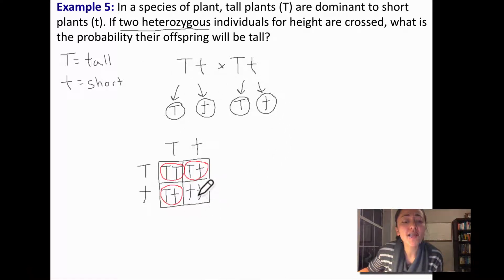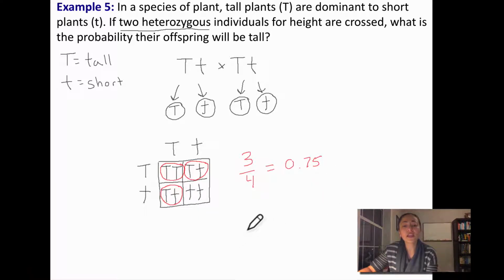Well, there's 4 possible offspring. There's 4 possible different fertilization events. And 3 out of 4 would be tall. So our probability is 3 out of 4. If we use our calculator, we know 3 divided by 4 equals 0.75. And one possible answer you could say is 3/4 of them. But you could also represent probability as a percentage. So we know 3/4 equals 0.75. To get the percent, you just do 0.75 times 100, and then that would equal 75%.